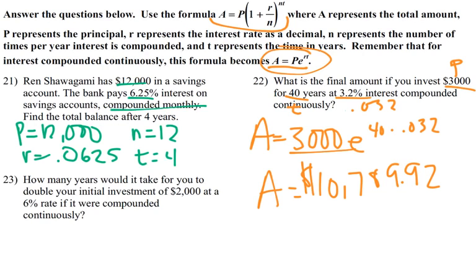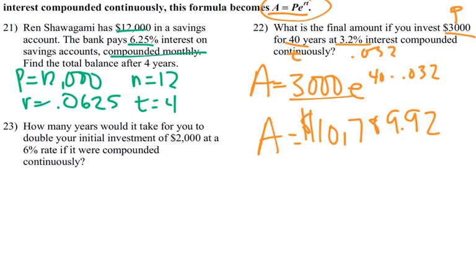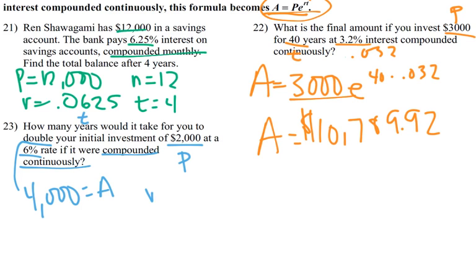Alright, now 23 says, how many years would it take for you to double your initial investment of 2,000 at a 6% rate if it were compounded continuously? So compounded continuously, so we know we need that formula again. But this time, what are we looking for? How many years? So we want to figure out what T is. So it says our initial investment is 2,000. We want to double it. So that would be what? 4,000 would be our amount. And a 6% rate, so our R would be 0.06. So put in what you know. We know the A is 4,000 equals the principal, 2,000.